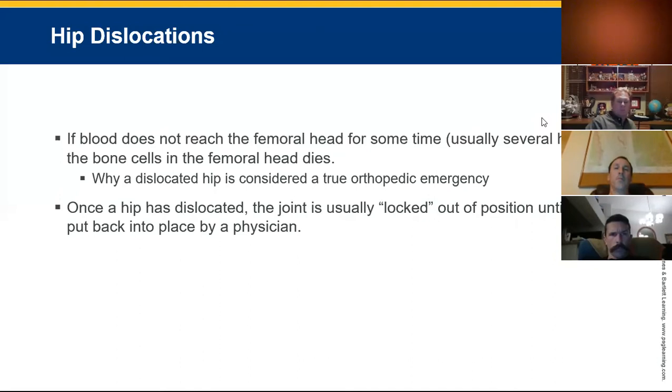Oh, go ahead, Pat. So would you call this a critical patient, or would you call this the kind of patient that can go by car?